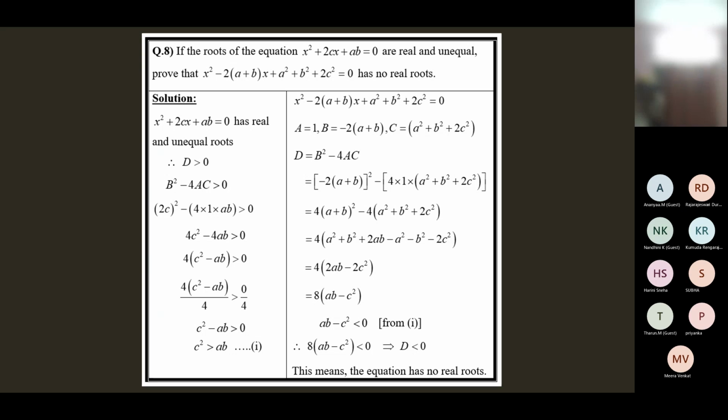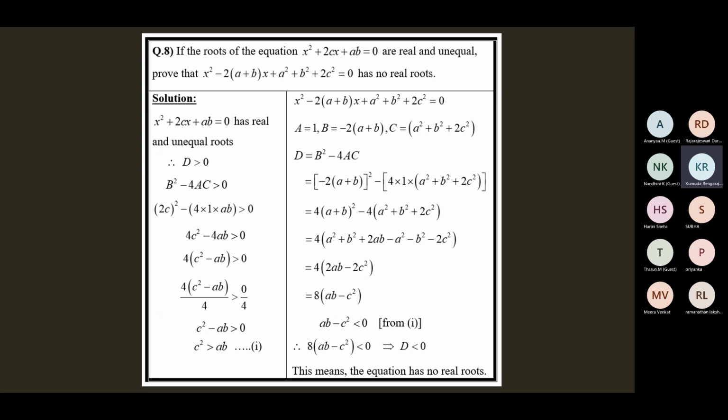Just one good reading; you might have understood some, might have not understood a few others. That's okay. So here there are two things given to you. The first equation has real unequal roots. That's given. With that given to you, you should prove that the second equation has no real roots.